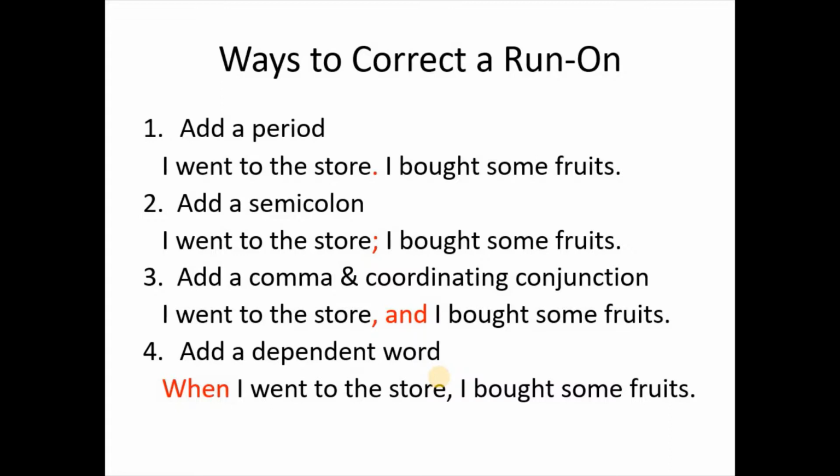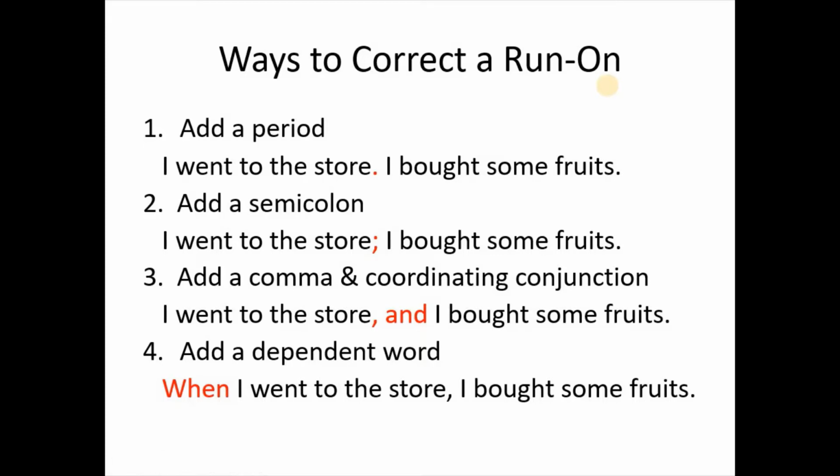And number 4, add a dependent word. For example: "When I went to the store, I bought some fruits." If you want to keep the comma, just think of a dependent word such as "when" at the beginning, and leave the whole sentence with the comma in between as it is. So these are the ways on how to fix a run-on, and a run-on is a comma splice or a fused sentence, either one.